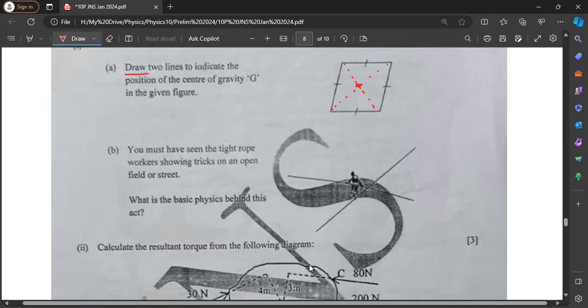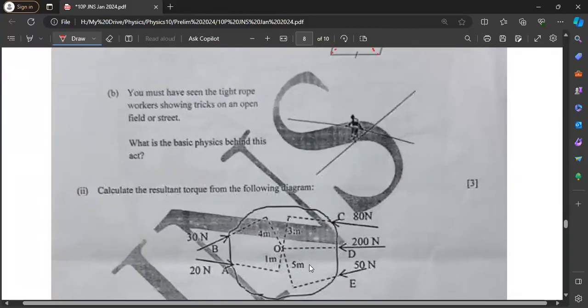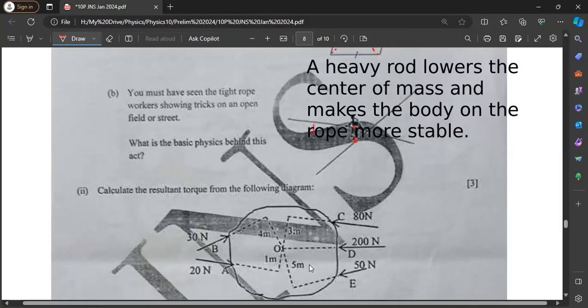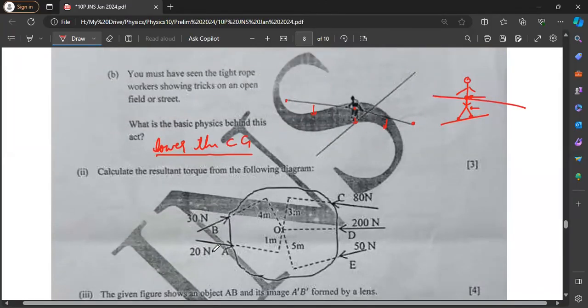They are asking you to draw, and you have to label G over there. Okay, so you must have seen a tightrope worker showing the trick of an open field on a street. What is the basic physics behind it? If this is the center of mass acting on the rope, then the person will be able to balance. Because if the anti-clockwise and the clockwise torque is equal, then the person will be able to balance. That means the weight of this person should fall exactly on the rope, then the person will be able to balance. Okay, fine. So this is the second one.